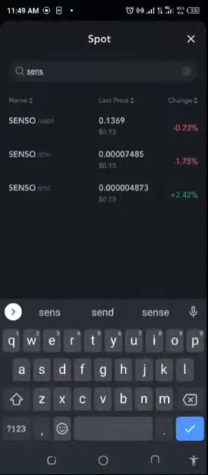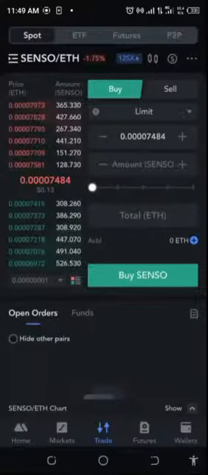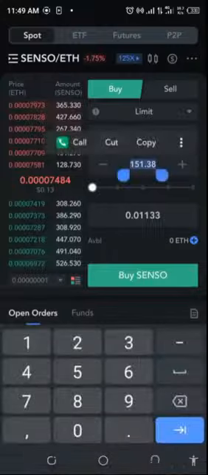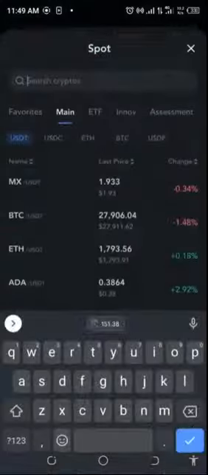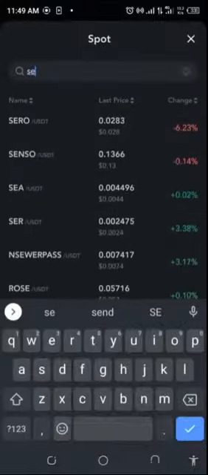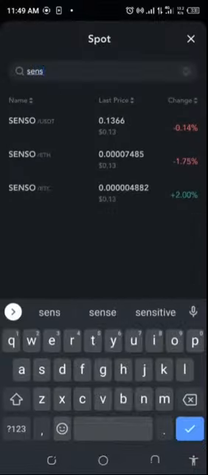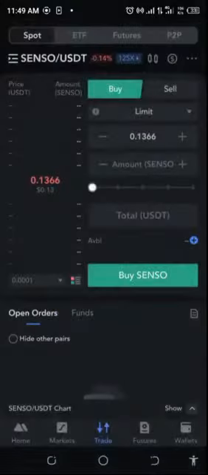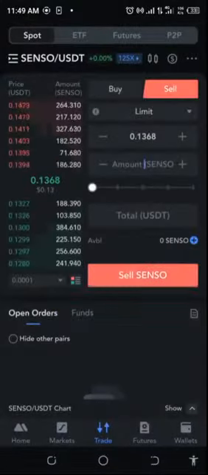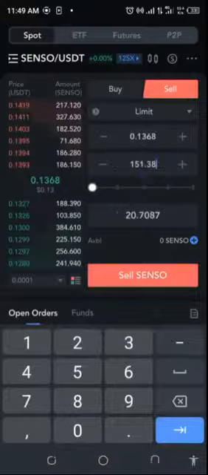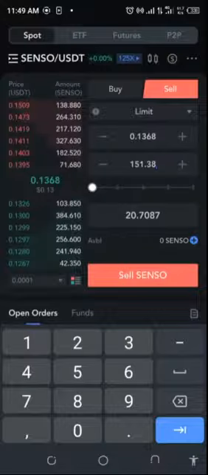Senso ETH. Okay. And then we paste in our ETH here. Wow, looks like this is going to work. Okay, well, let's go ahead and finish it up. Here you go to Senso USDT. And then we sell. Okay. Wow, looks good. Let's try this out.